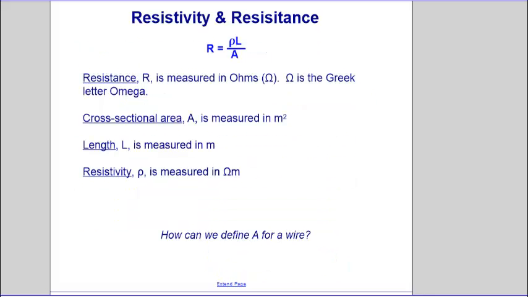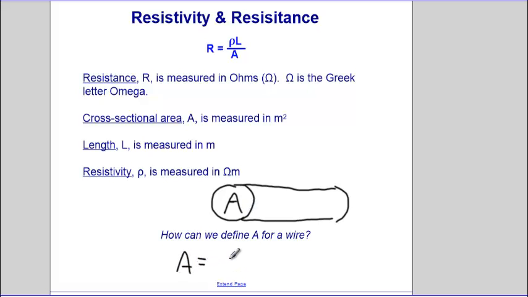Resistance is measured in ohms. Cross-sectional area is measured in meters squared. Length is measured in meters, and resistivity is measured in ohm-meters. So how do we define the cross-sectional area for a wire? If I were to draw a wire, just imagine a cylinder, the cross-sectional area is that face, and the area of any circle is pi times r squared.